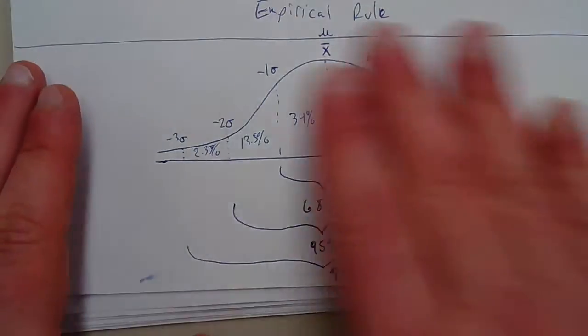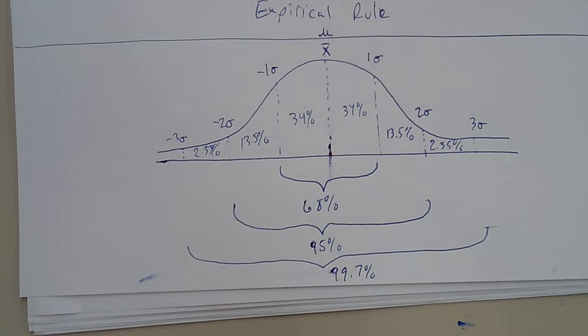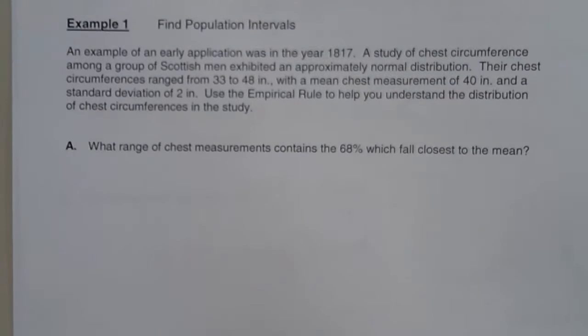We can follow this to make predictions about how many people or how many data points are within each range of values. So we're going to reference back to this a ton. You'll flip back to it here and there, and we'll use it. So let's read this first problem.